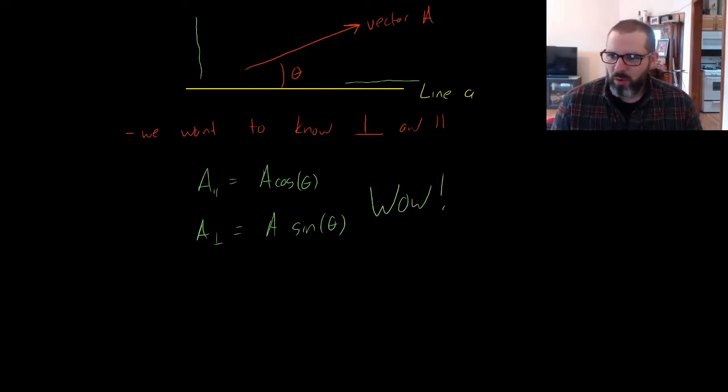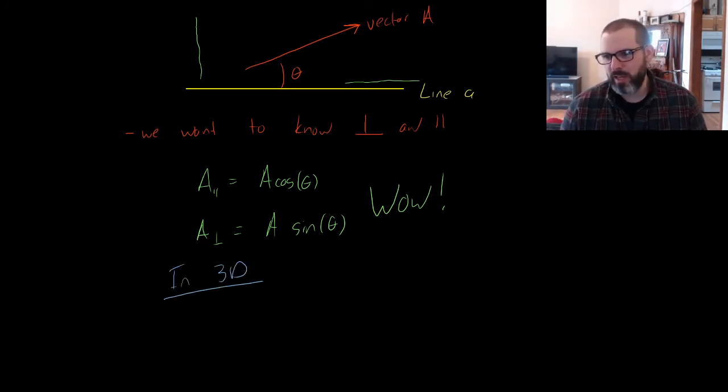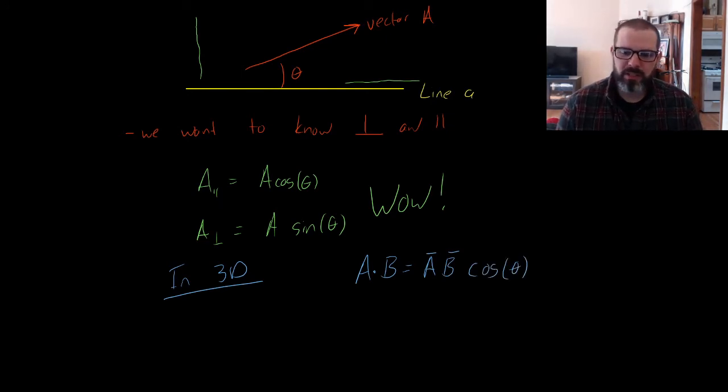Now, what isn't so rudimentary is how does this work in 3 dimensions? In 3D, it's not so simple as A cosine theta, A sine theta. In 3D, the easiest way to determine this is using the dot product. And the dot product is given as A dot B is equal to the magnitude of A times the magnitude of B cosine theta. So this is the dot product between 2 vectors.